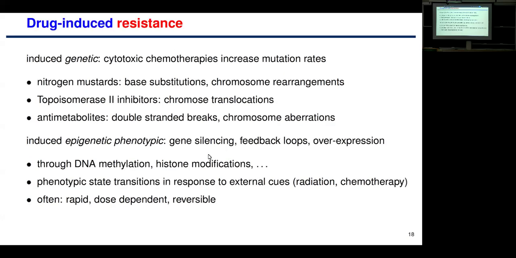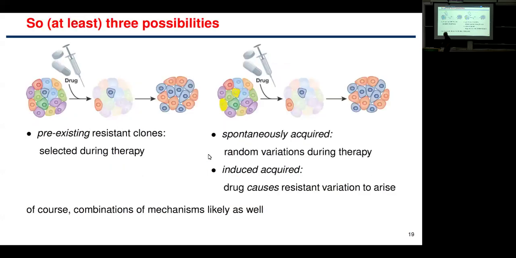As I said, I also want to focus here on the generational variation. Generational variation can occur in many ways during treatments. We know, of course, cytotoxic chemotherapies can increase mutation rates, with some examples being nitrogen mustards, antimetabolites, and so forth, or they can induce various types of epigenetic changes. I already said that before, right?